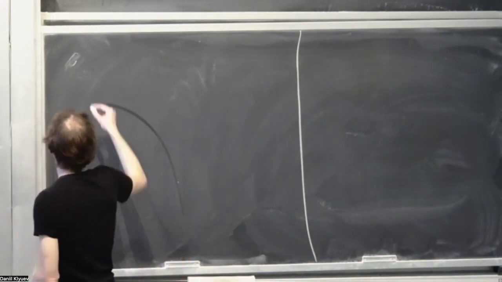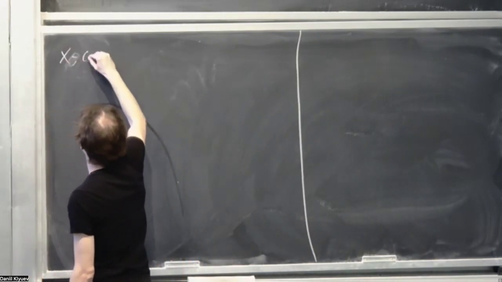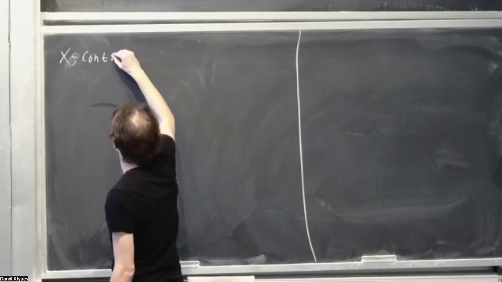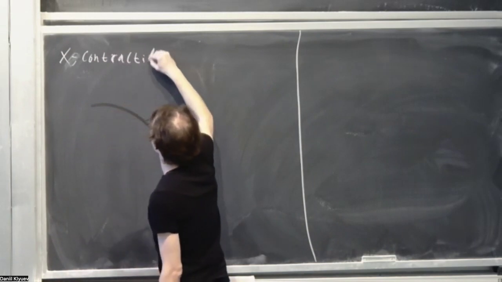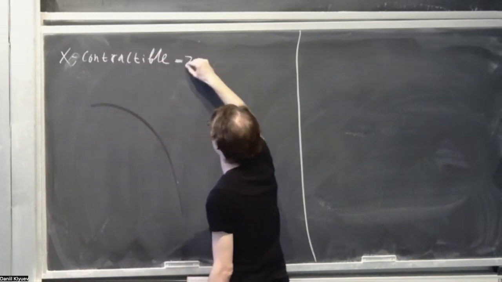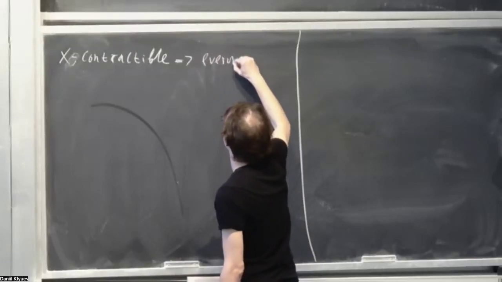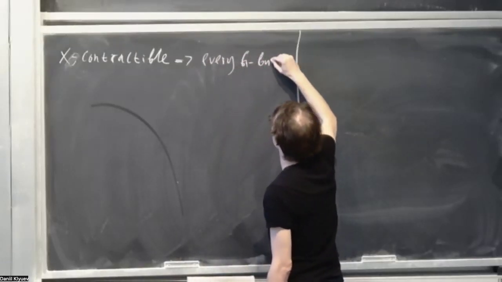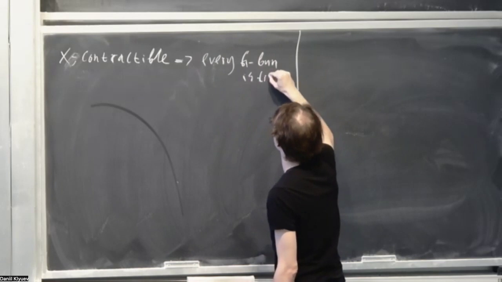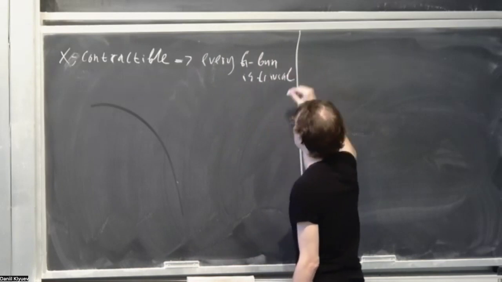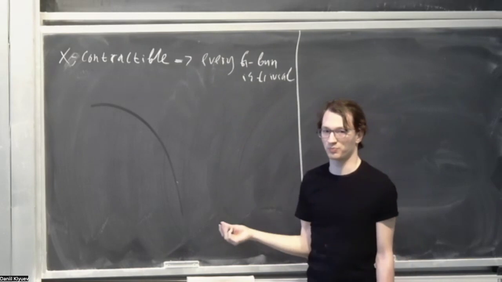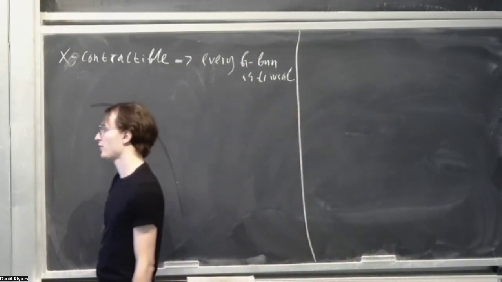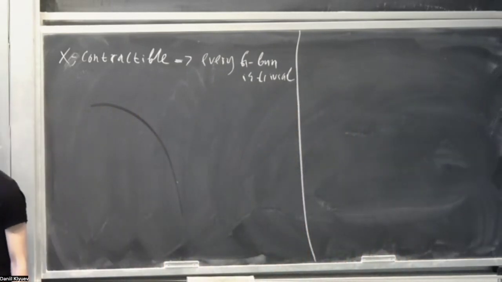And in particular, if X is contractible, then every G bundle is trivial, just because the pullback from a point is trivial. Every bundle, bless you, every bundle over a point is trivial.